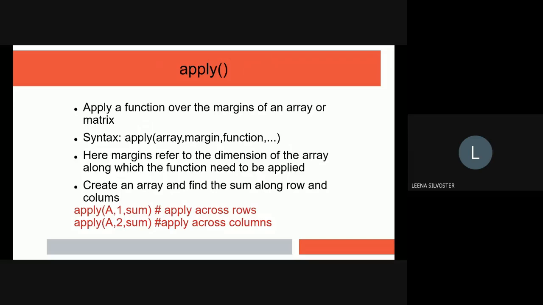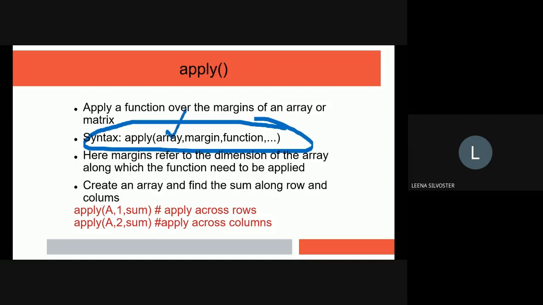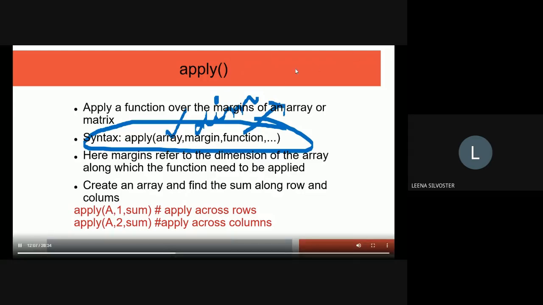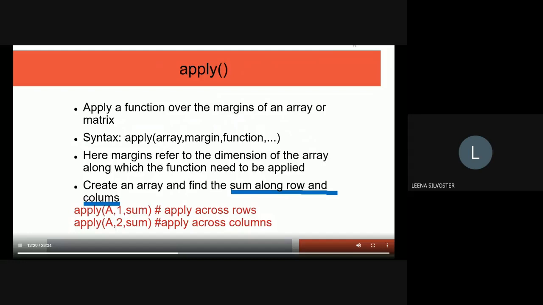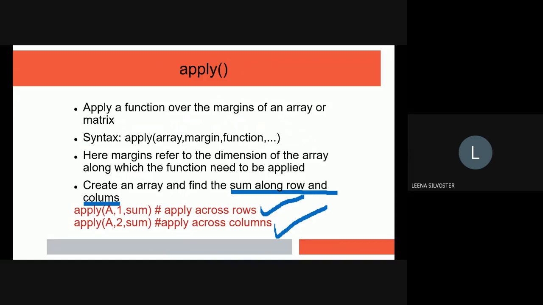Syntax is like this. So apply, then followed by a keyword array, then it is followed by margin. Margin means dimension. Array, row or column. Function means which function needs to be applied. Consider this example. Create an array and find the sum along rows and columns. So first this line is applying across rows and this one is across columns.